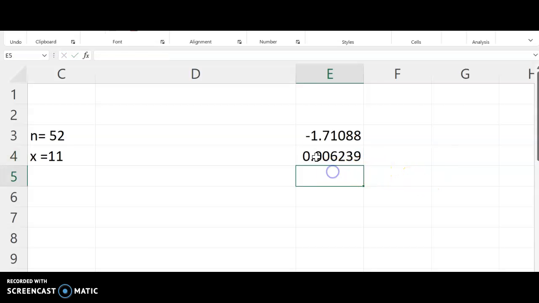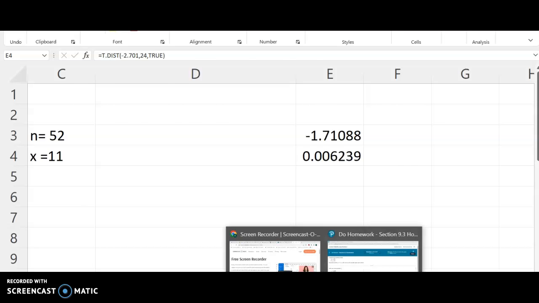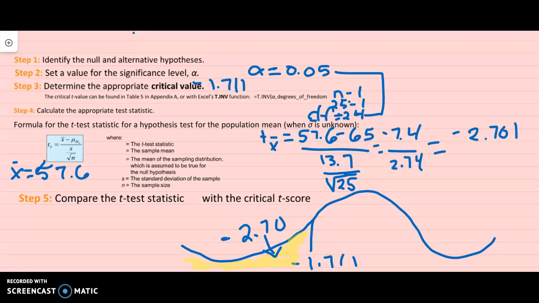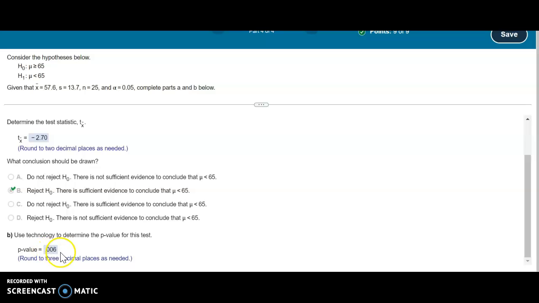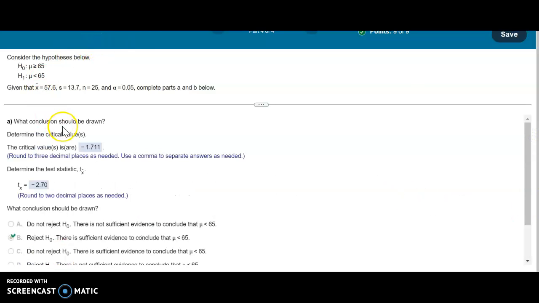And so your p-value, rounded to the third decimal place, is 0.006. So your p-value would be 0.006. So that is how you would work a problem like this if the hypothesis is already set up for you.